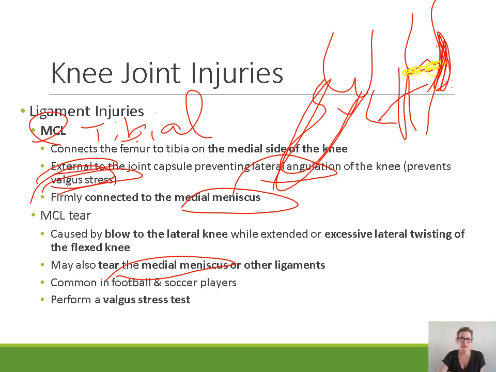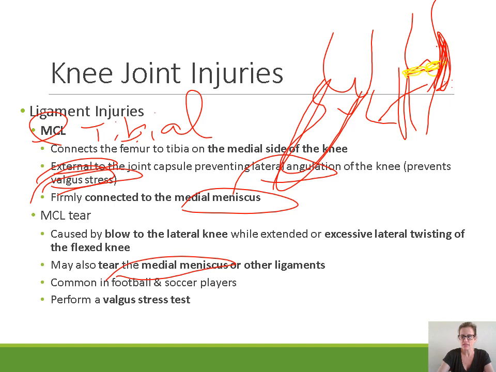Medial collateral ligament injuries are common in athletes who have sudden changes in direction and speed. So soccer, tennis, skiing, etc. We also see these in contact sports like football. They can be caused by a blow to the lateral knee while the leg is extended.